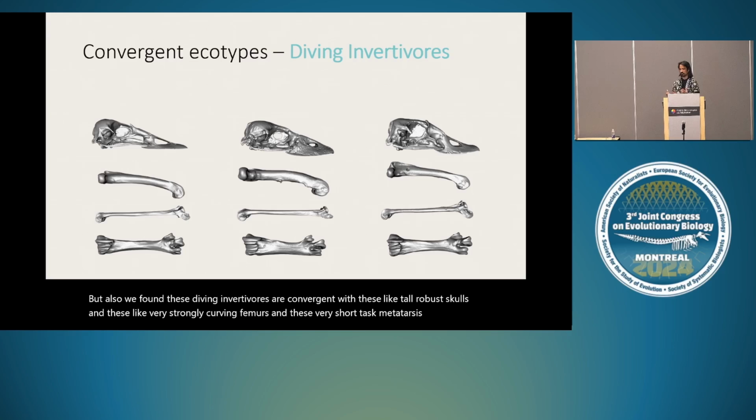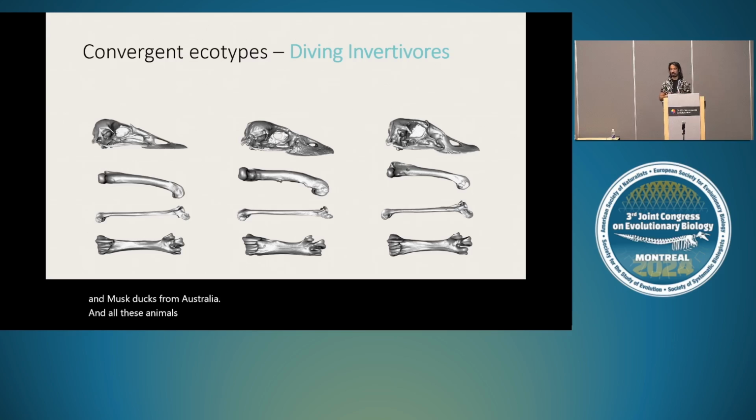These are animals like eiders and scoters up north, but also steamer ducks from down in South America and musk ducks from Australia. And all these animals also tend to at least partially inhabit coastal environments as well. So there's something in that.